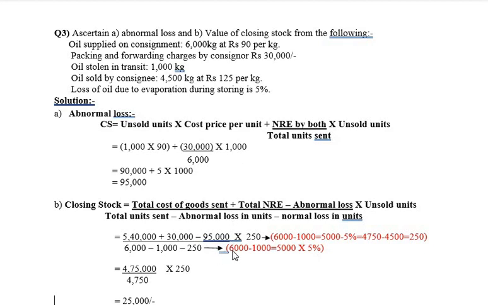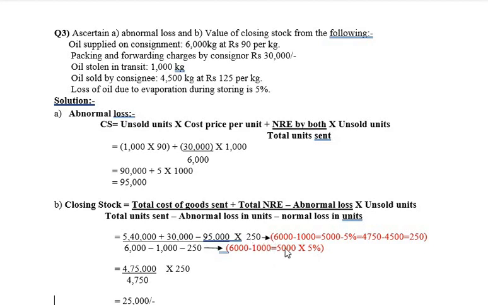See, 6,000 units, 6,000 kgs was the consignment. 6,000 minus 1,000 which was stolen. So 6,000 minus 1,000 will give you 5,000. On this 5,000 you will give 5%, which is normal loss. So 5,000 into 5% will give you 250. Multiplied by unsold units.